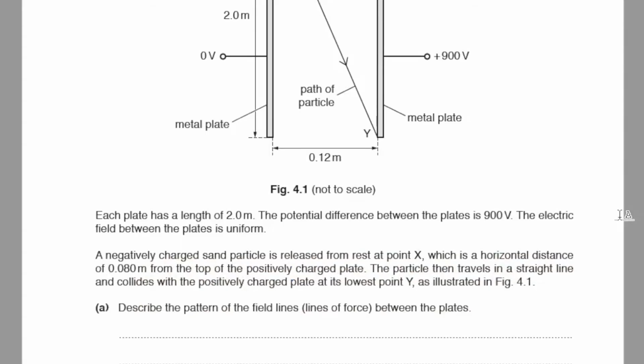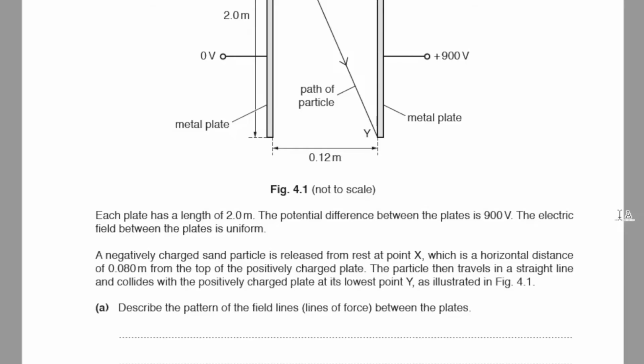A negatively charged sand particle is released from rest at point X, which is a horizontal distance of 0.080 meters from the top of the positively charged plate. The particle then travels in a straight line and collides with the positively charged plate at its lowest point Y, as illustrated in figure 4.1.